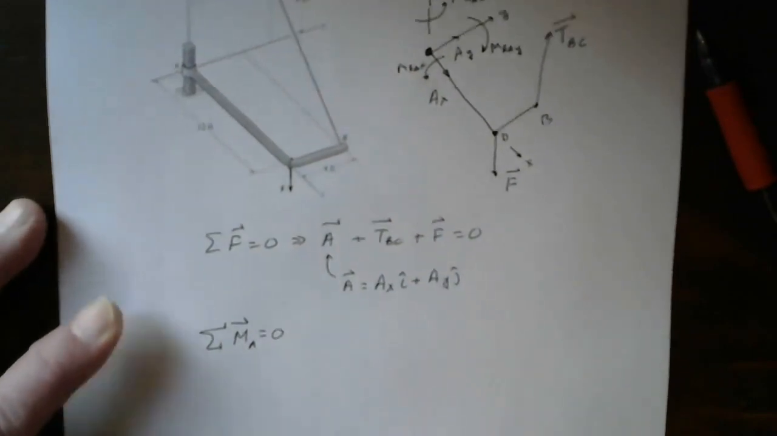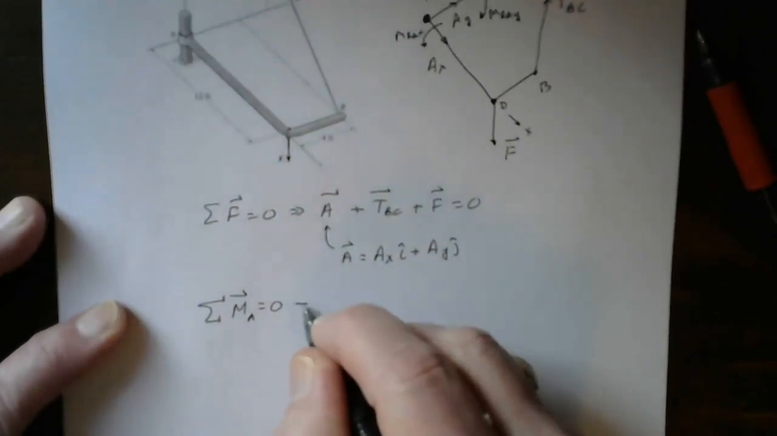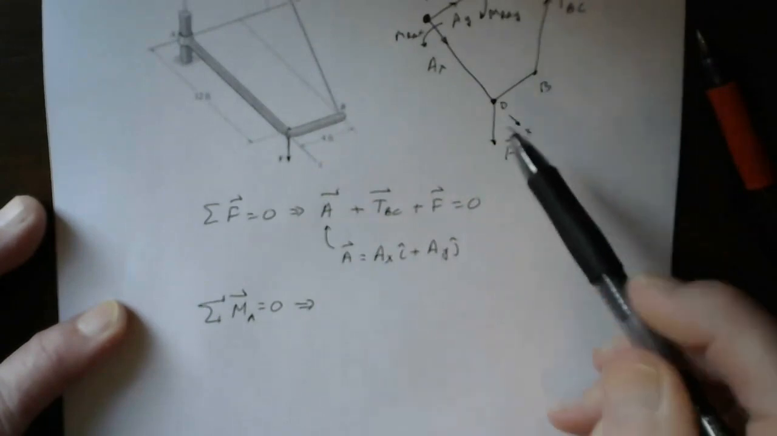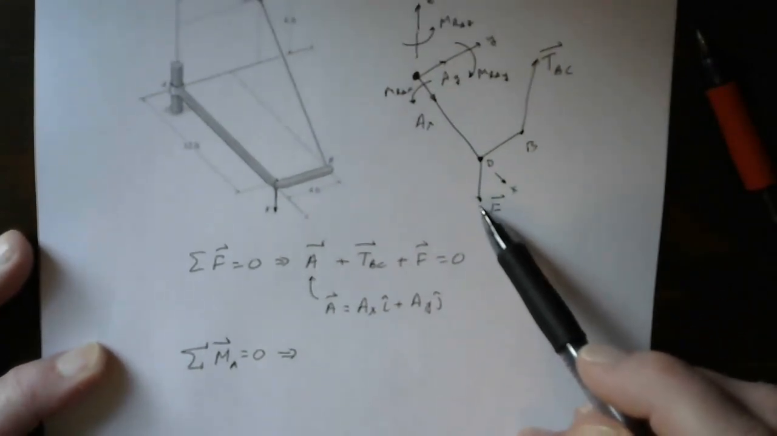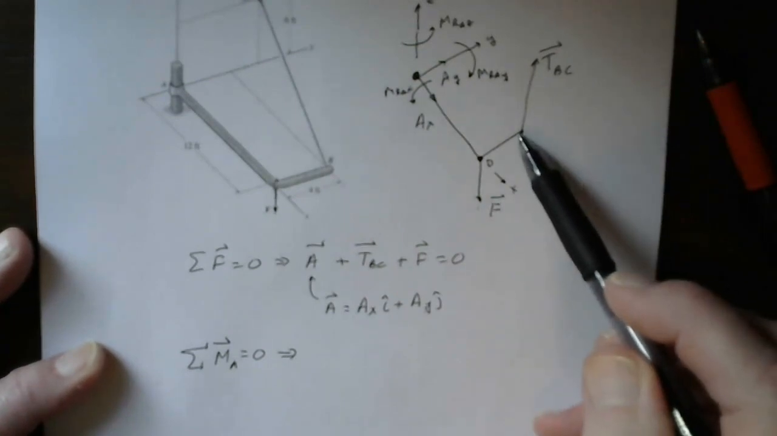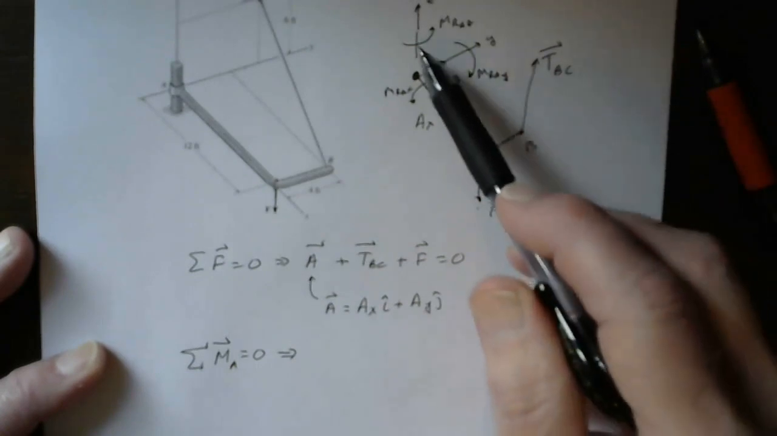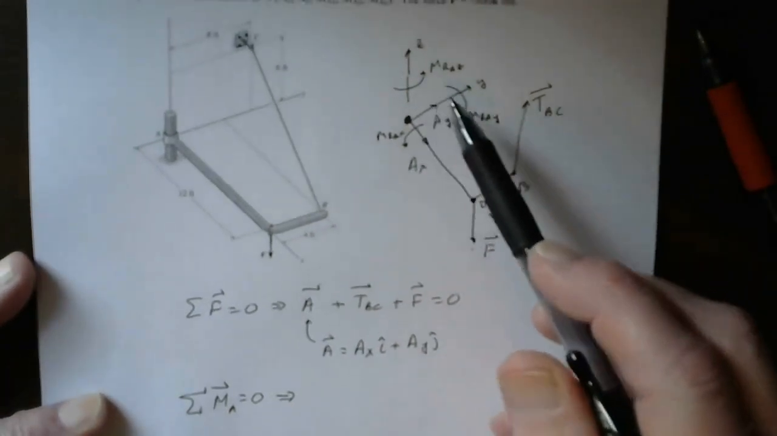So the vector sum of the moments about A is equal to 0. I look at this and I say, well, I've got a moment about A due to this external load, this force being applied there. I have a moment about A due to the cable tension. And I've got the reaction moment.